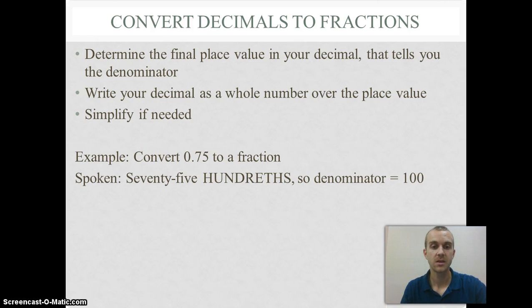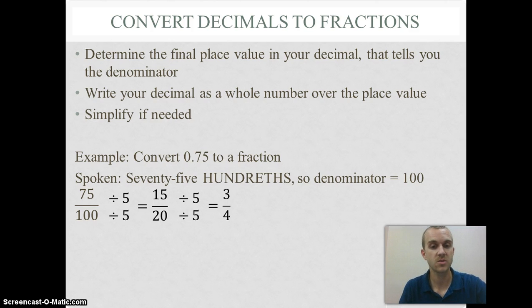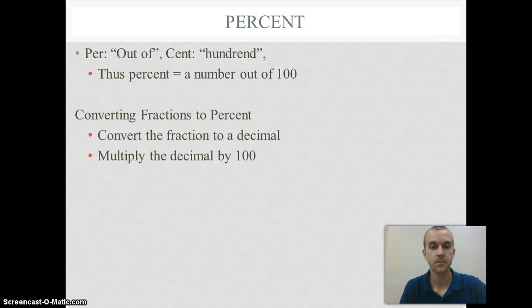So now we have 75 over 100, but we need to simplify that. Now I can go through a whole bunch of different numbers that work. I do know that I could divide both by 5. That would give me 15 over 20. And I can divide 15 over 20 by 5 again and get 3/4. I could have divided it by 25 in the first place, but either method will work.